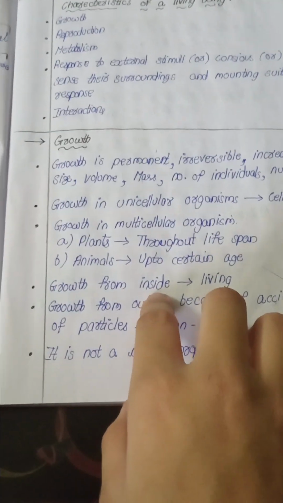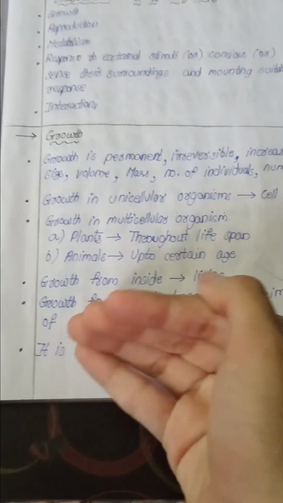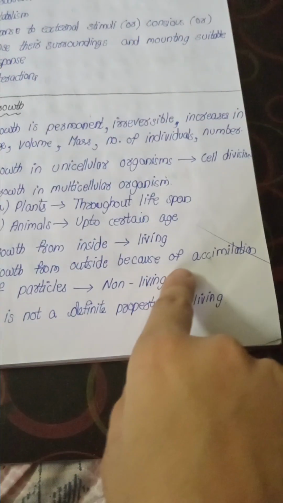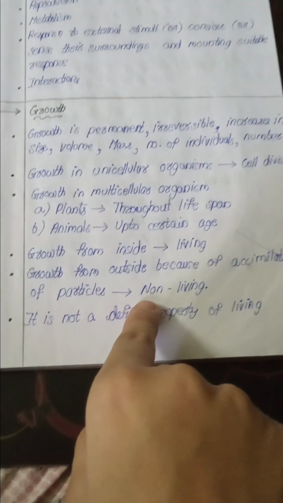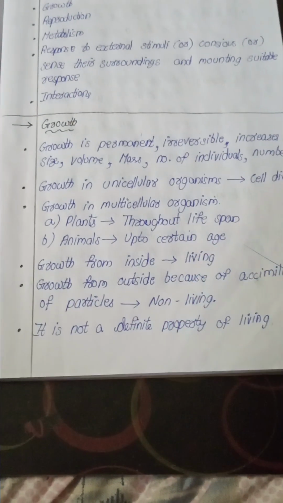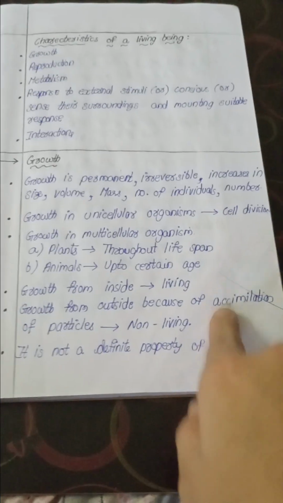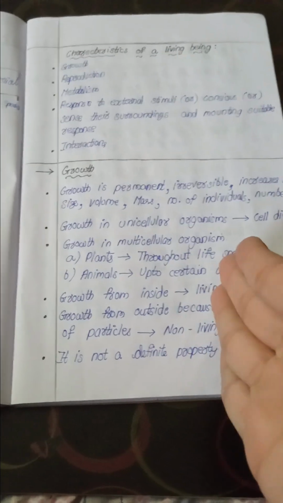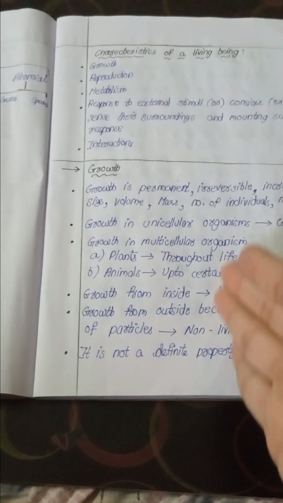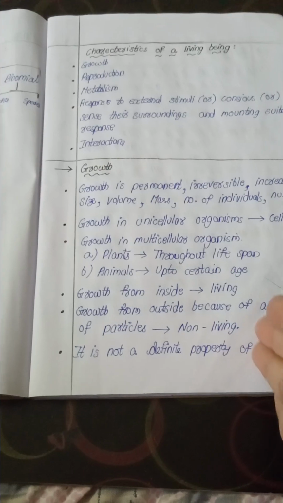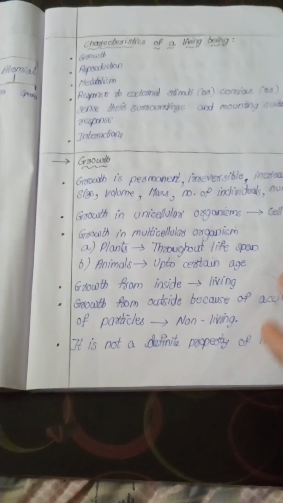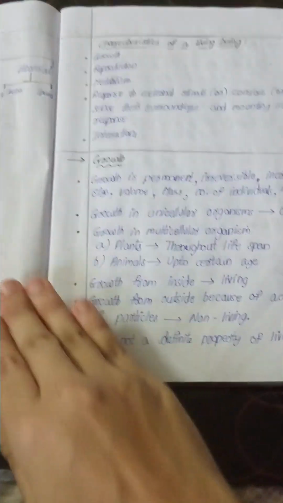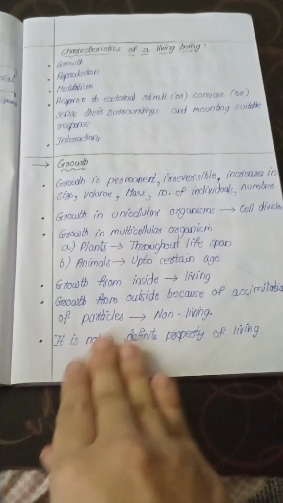In living organisms we grow from inside as well as outside. Growth from outside is because of assimilation of particles. In non-living things, if the particles get assimilated and accumulated, then growth occurs. For example, if you break a chair or a table, we can say it's growing because you can make another thing out of it. It's like that. Growth is not a definite property of living. It can come in objective.